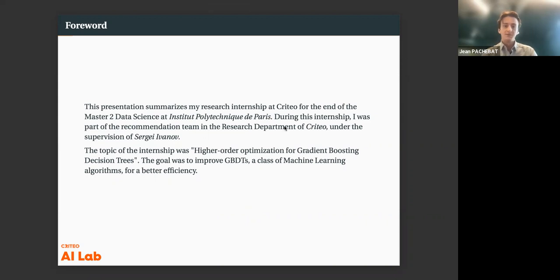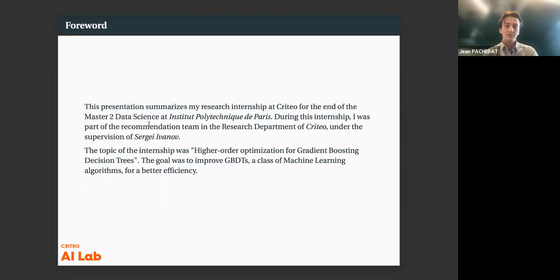During the internship, I was part of the recommendation team within the research department of Kiteo, under the supervision of Sergei Ivanov, who left a bit early, unfortunately. The topic of the internship was higher order optimization for gradient boosting decision trees. And the goal was to make a more efficient training of GBDTs for better efficiency and understand the behavior of this new class of GBDT models that we introduced.